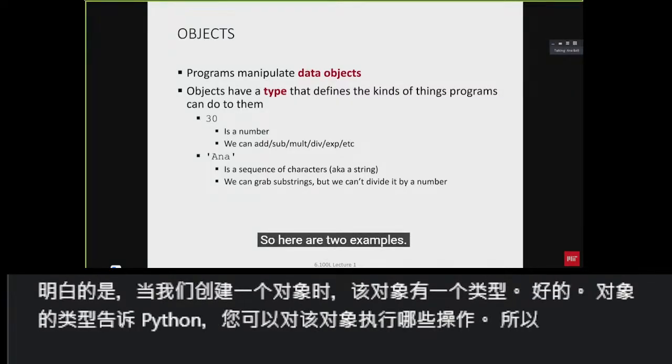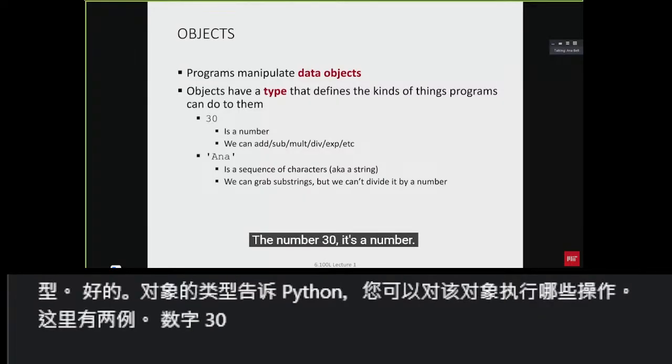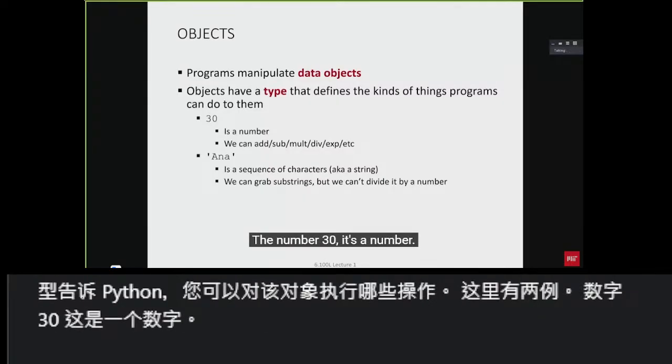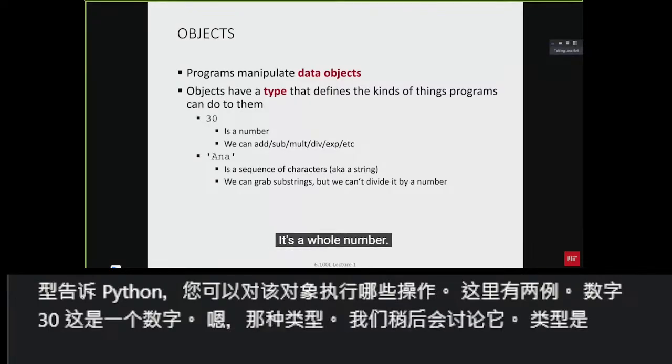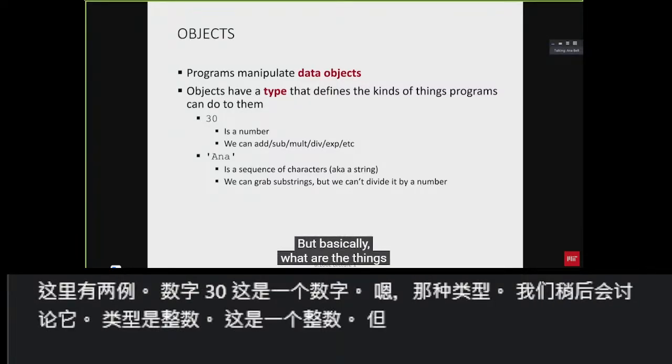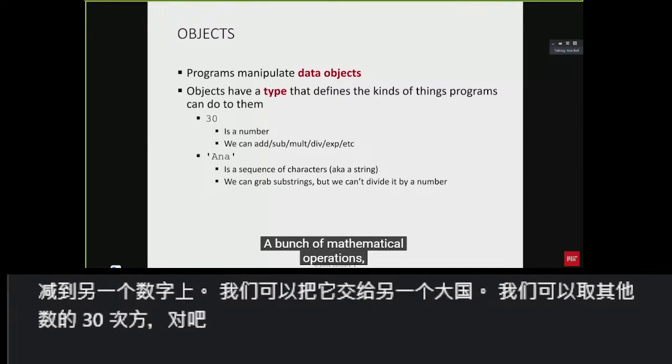So here are two examples. The number 30, it's a number. The type, we'll talk about it in a bit, is an integer. It's a whole number. But basically, what are the things we can do with this integer? We can add it to another number. We can subtract it from another number. We can take it to another power. We can take some other number to the power of 30. A bunch of mathematical operations, as you would expect.